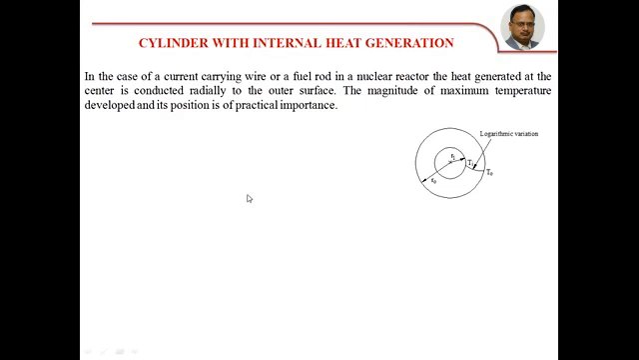Now let us move to the cylindrical system with internal heat generation. Maybe a current carrying wire or a fuel rod in a nuclear reactor. The heat is generated at the center and conducts radially to the outer surface. We have to determine the magnitude of maximum temperature and its position for all practical purposes. The governing equation becomes 1 by r d by dr of r dT by dr plus q dot by k equal to 0.